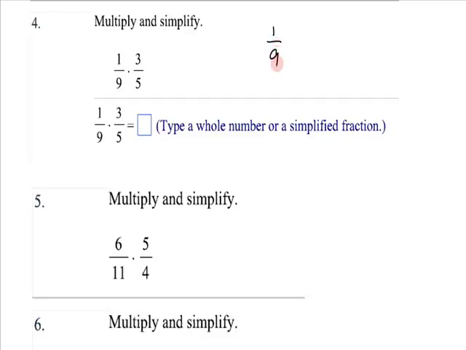I have 1/9 times 3/5. I'm looking at this diagonal, up and down, up and down. And I see that 3 goes into 3 once, and 3 goes into 9 3 times. And that's all I can reduce. 1 times 1 is 1, and 3 times 5 is 15. Try to be neat so you can see what you have left.